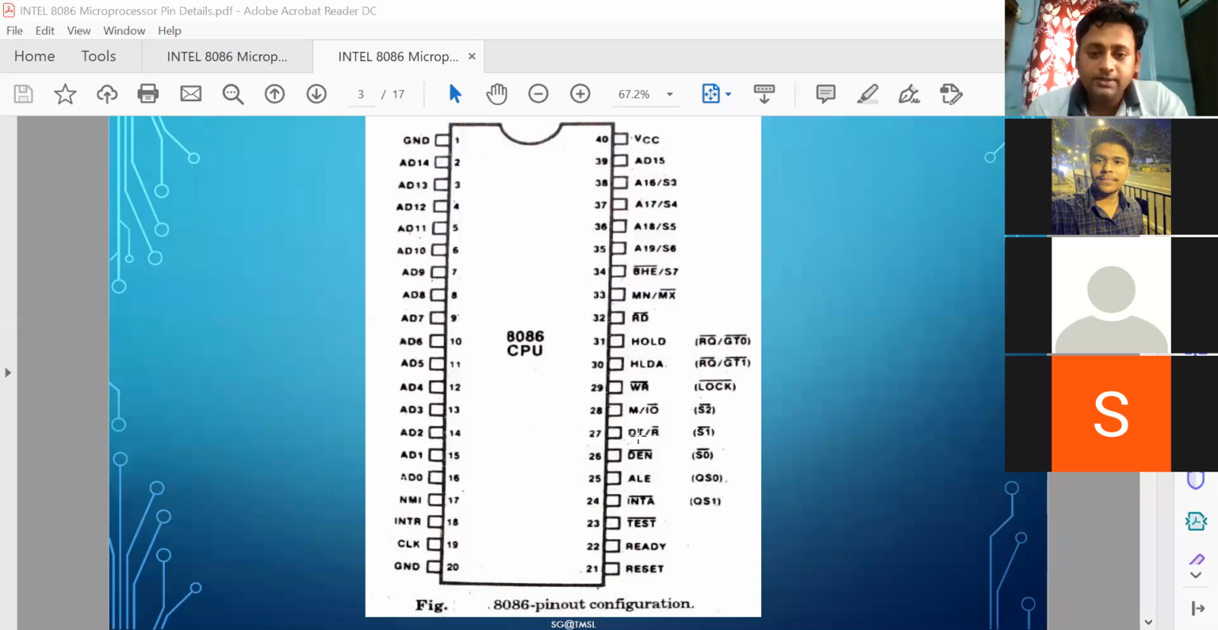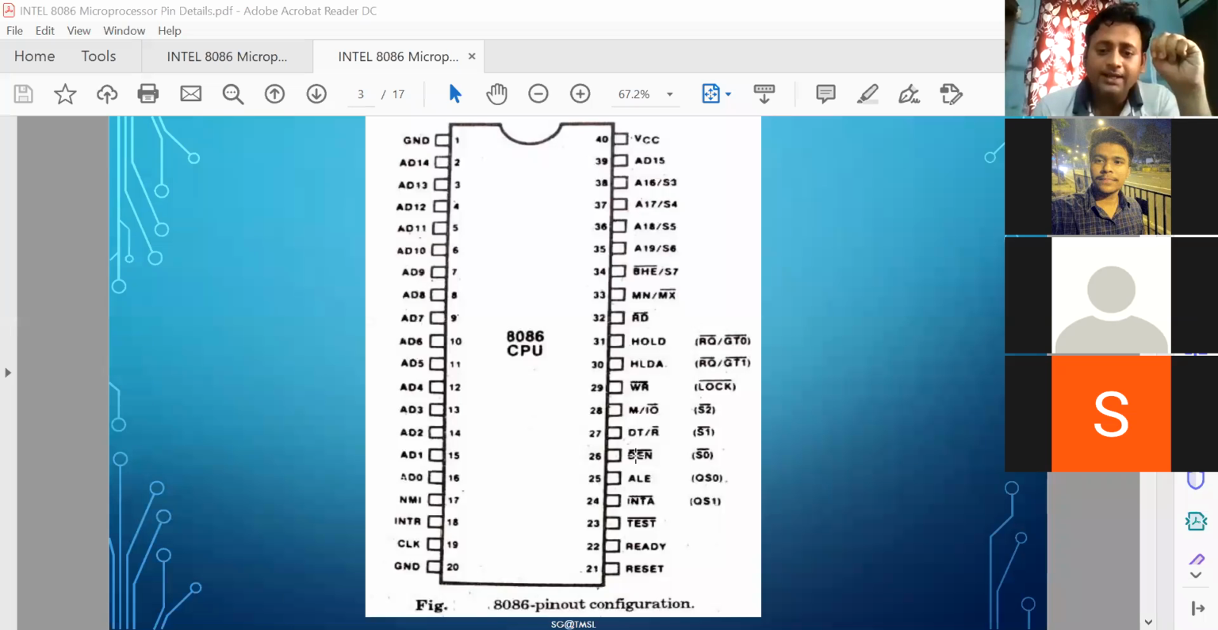Next pin is DT/R bar, data transmit or receive. If any data is to be transmitted through the data bus, or it is received by the processor through the data bus, then this signal is used. If this pin is 1, then data is transmitted through the data bus, and if this pin is 0, it is used for receiving purpose.